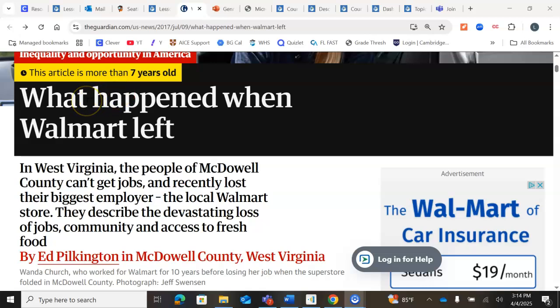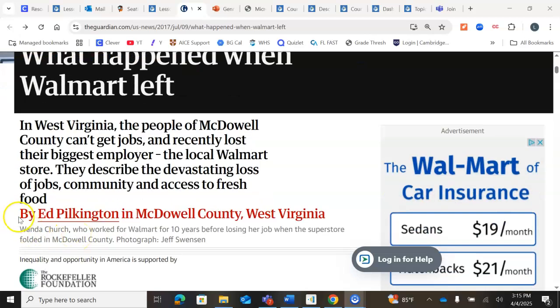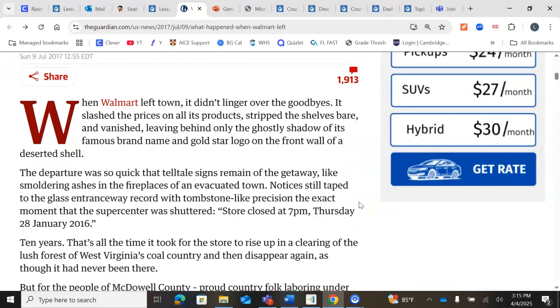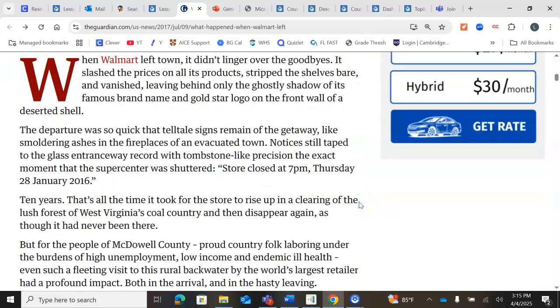The article is called What Happened When Walmart Left, and the subheading is In West Virginia, the people of McDowell County can't get jobs and recently lost their biggest employer, the local Walmart store. They describe the devastating loss of jobs, community, and access to fresh food. Notice we also have a byline by Ed Pilkington, and we have a place line, McDowell County, West Virginia. Now I'm going to start reading. Remember, you're filling out the top triangle in that diamond.